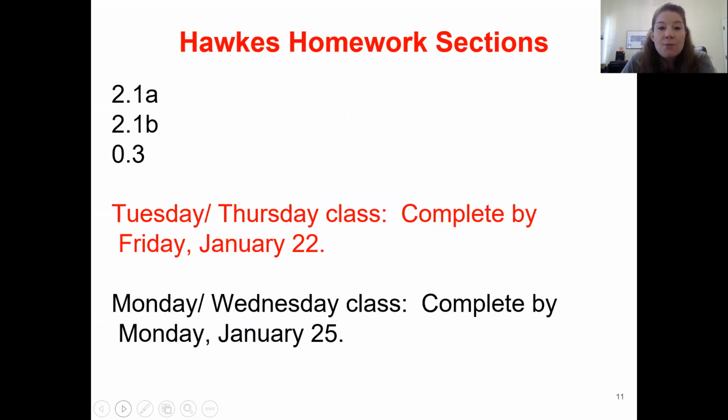And so for your homework sections, we've just gone over 2.1a, 2.1b, and 0.3. So if you're in the Tuesday, Thursday class, you need to have these 3 sections done by Friday the 22nd. If you're in the Monday, Wednesday class, you need to have all 3 of these sections completed on HOGS by Monday the 25th. All right, guys, if you need some help or you have some questions, you can always send me an email. You can text me through Remind.com.